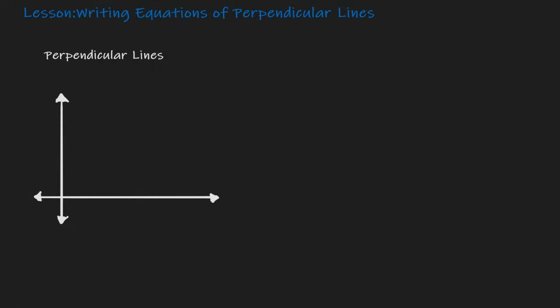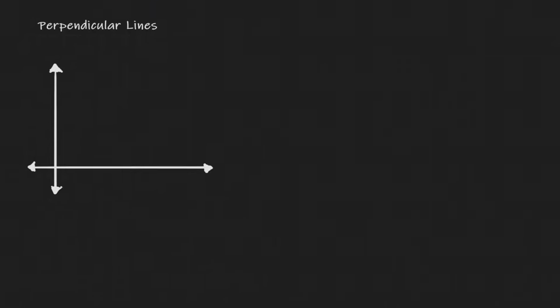Welcome. Today, we're going to learn how to write equations for perpendicular lines. Let's remind ourselves what perpendicular lines are. Perpendicular lines are two lines that create a right angle at the intersection.